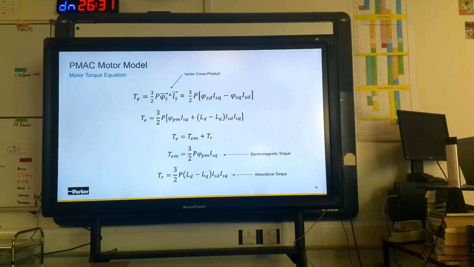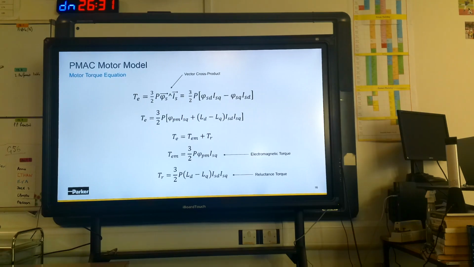So, the electromagnetic torque is exactly as you would imagine it. I've got a vector of flux, I've got another vector of current at right angles to it. That's the torque. It's that simple. There's nothing more to think about than that. But you'll notice that this reluctance torque is a bit strange. It's proportional to the difference between the inductances on the equivalent circuits of the D and the Q axis and the products of the D and Q currents.